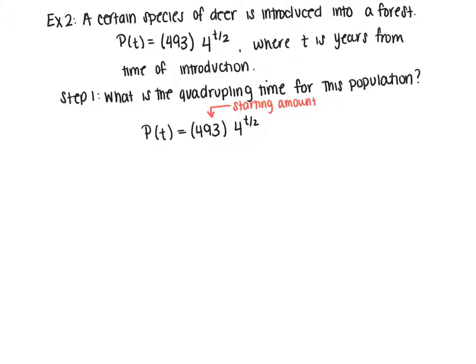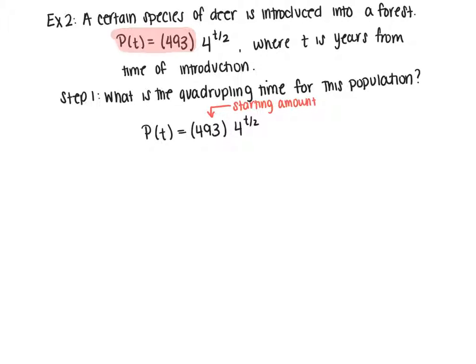So here's my second example, changing gears away from the isotope. A certain species of deer is introduced into the forest, modeling this, P of T equals 493 times 4 to the T over K, or T over 2, where T is years from the time of introduction. So they gave me the formula. That's this thing right here. And then step 1 says, what is the quadrupling time for this population?